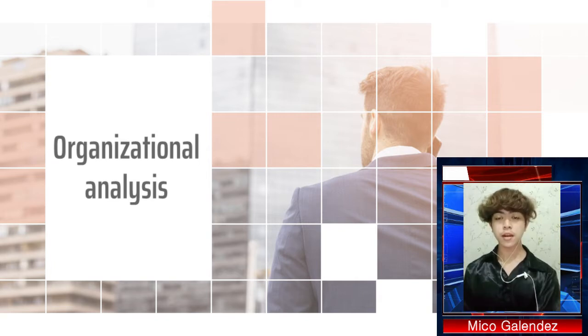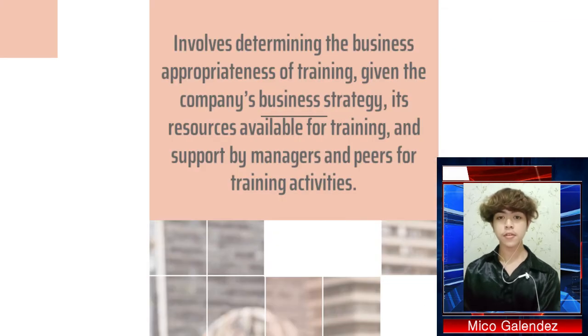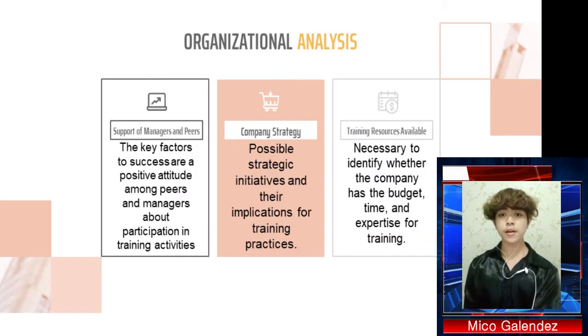First one is organizational analysis. Organizational analysis involves determining the business appropriateness of training, given the company's business strategy, its resources available for training, and support by managers and peers for training activities. There are 3 factors that may help the employers in conducting a training. First is support of managers and peers, second is company strategy, and third is training resources available.